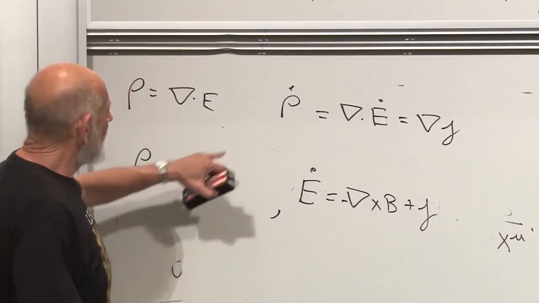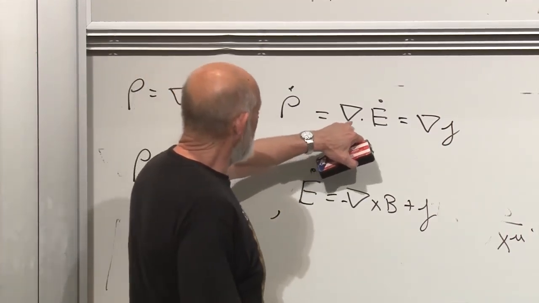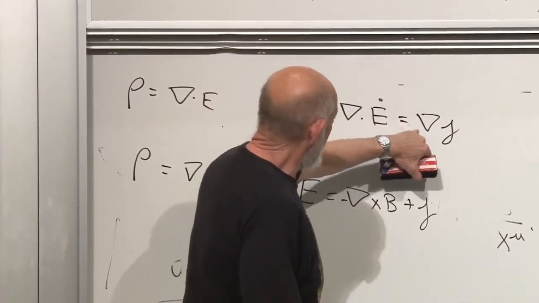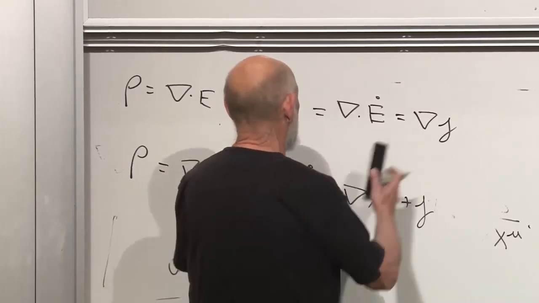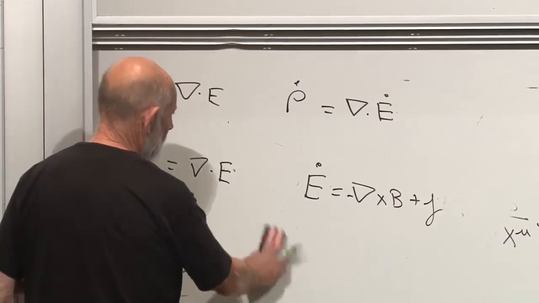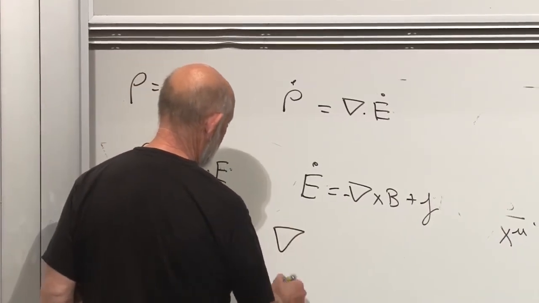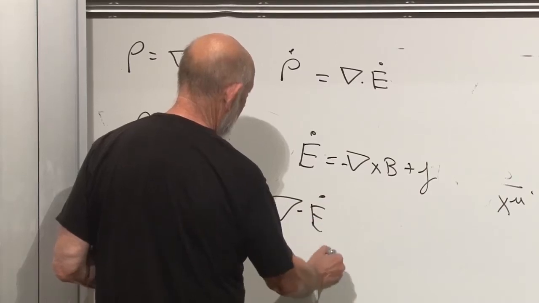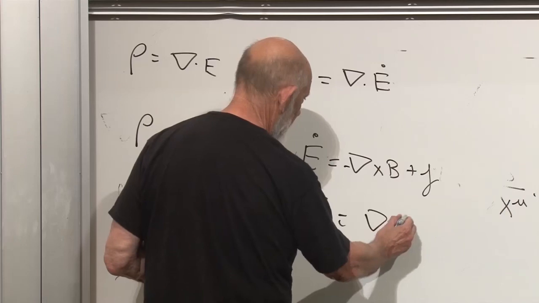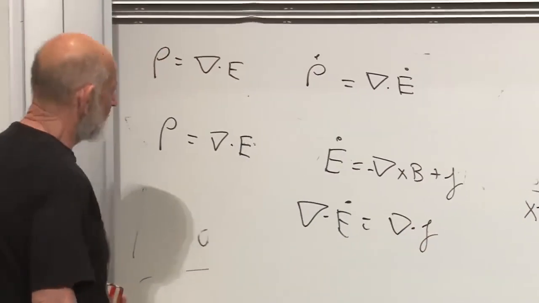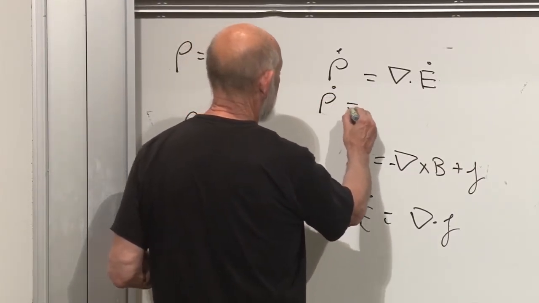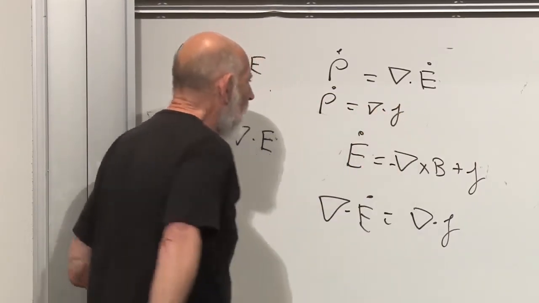Let's see. All right, so rho dot is del dot E dot. That's for sure if rho is equal to del dot E, and that's equal to nothing yet. All right, that's that. Now we have E dot is this, so let's try del dot E dot. The divergence of the curl gives 0, and that's going to give us del dot J. I've got a sign error somewhere, and I'm not sure where it is. I have rho dot is equal to del dot J.